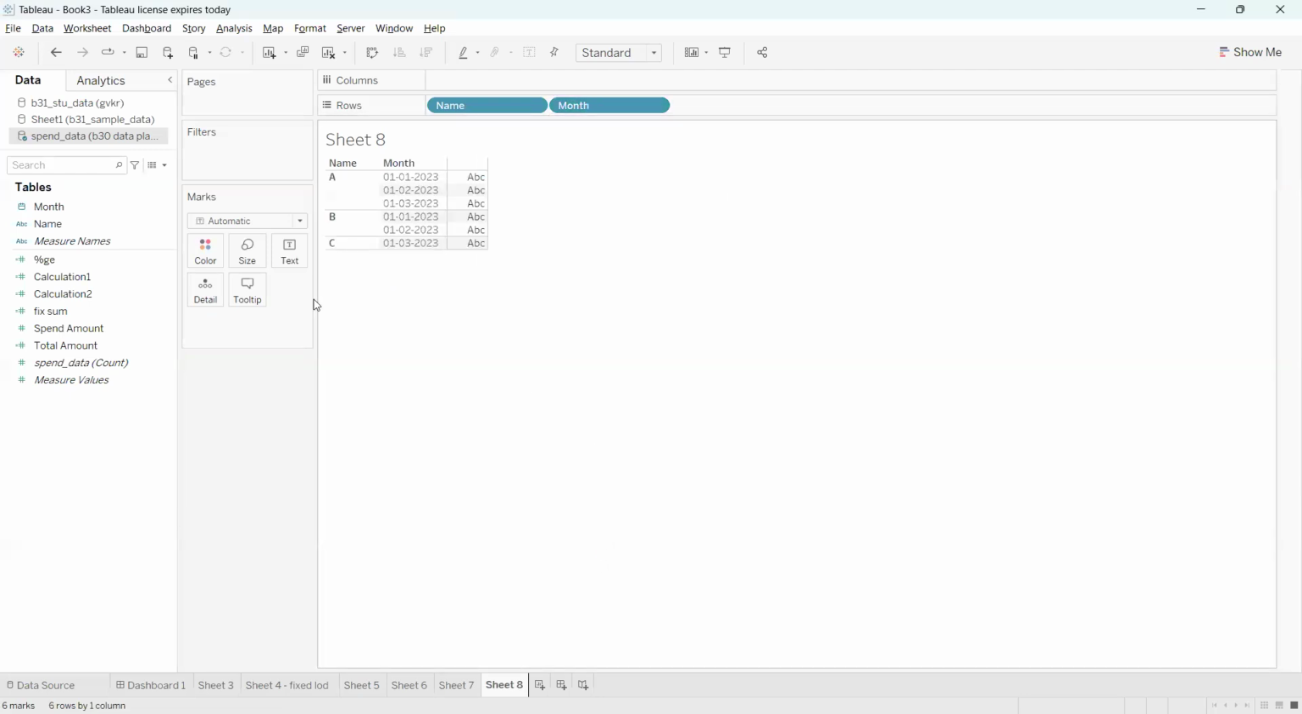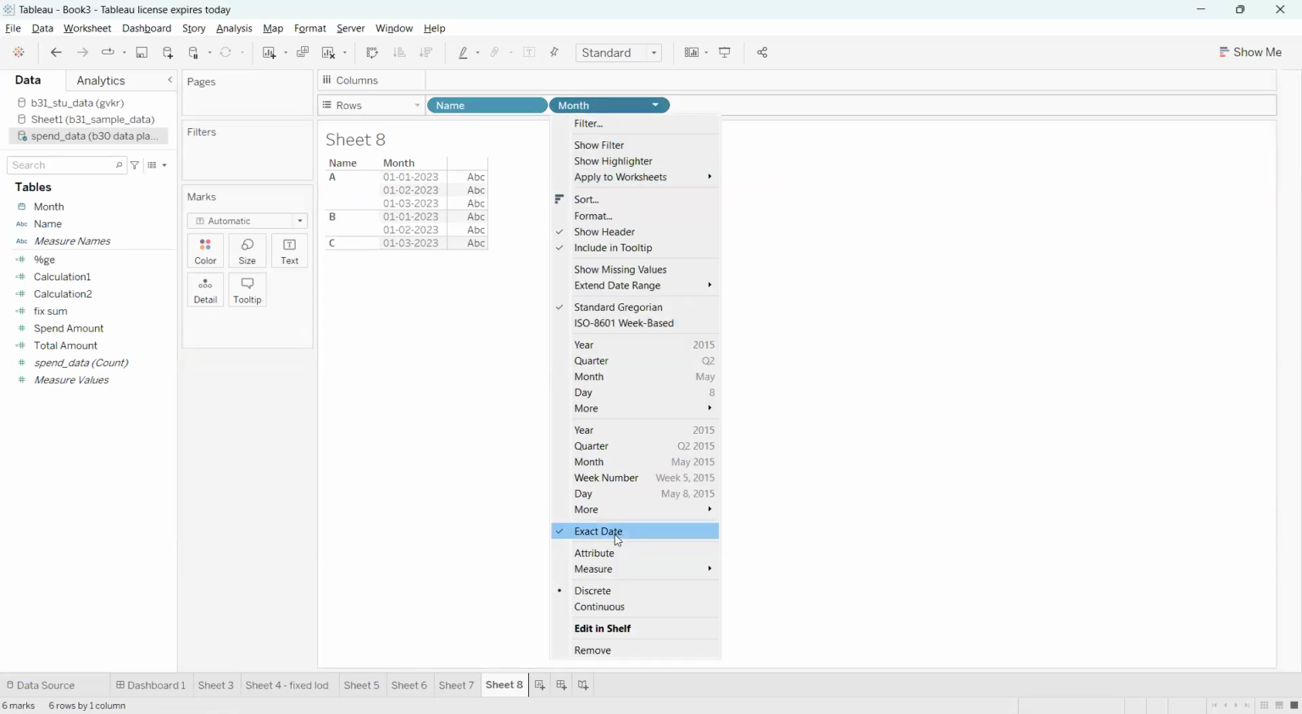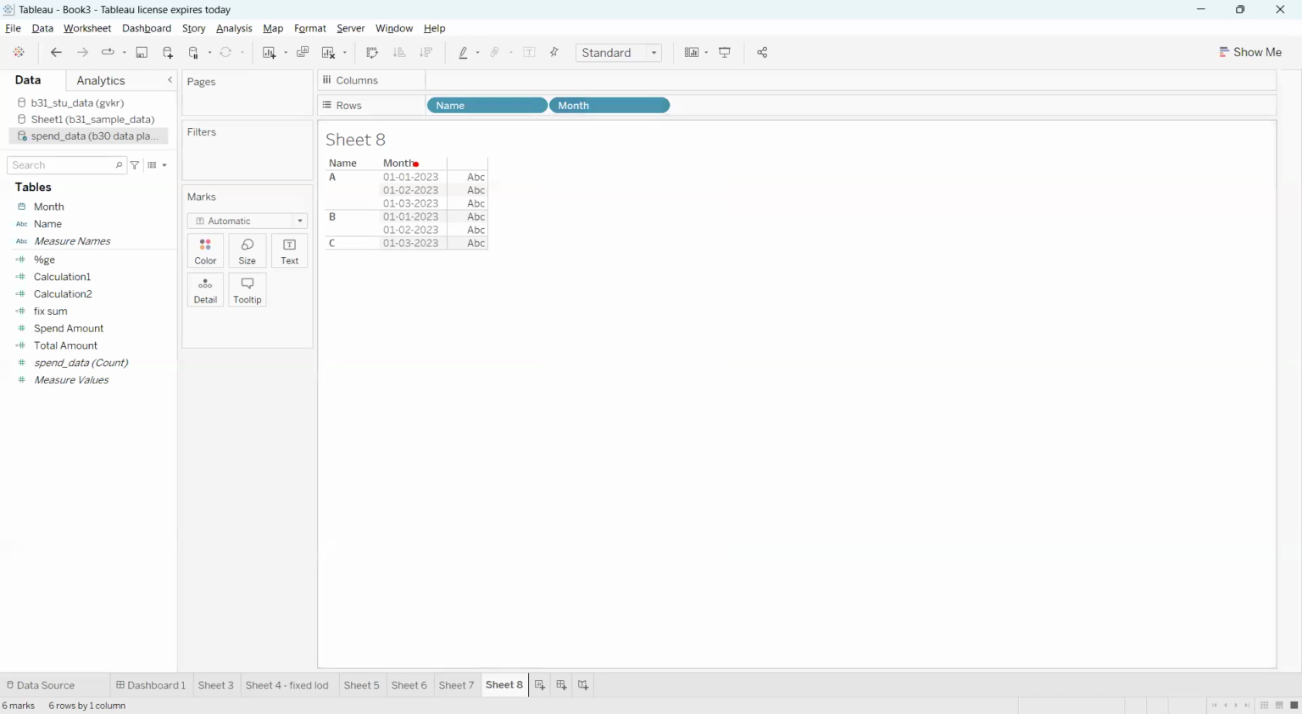So see, first drag the month into the row shelf here. By default, it will show the years only. So what you will do, you will go to the exact date here. Just click on the exact date, then click on the discrete option. Now it will show all the dates here. Now you see, just drag the spend amount here.